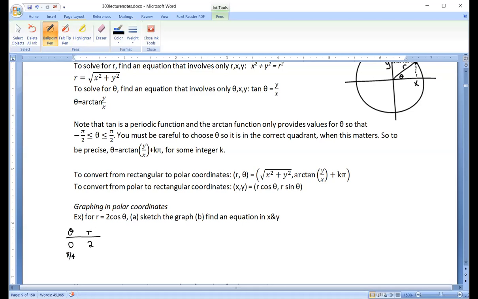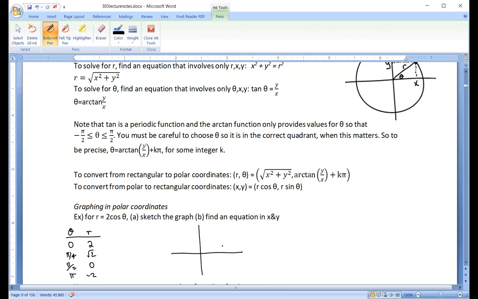And when theta is pi over 4, r is going to be 2 times rad 2 over 2, so that's just rad 2. When theta is pi over 2, plug that in, you get 0. And just to get a further idea, when theta is pi, it's going to be 2 times negative 1, so it's going to be negative 2. This is one of those cases where we're at an angle, but we're walking backwards. So let's try to draw this out and see what might be happening.